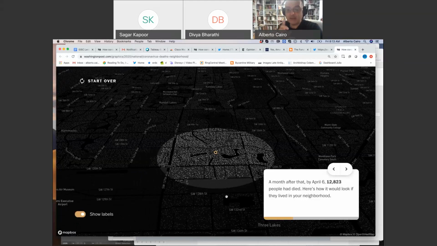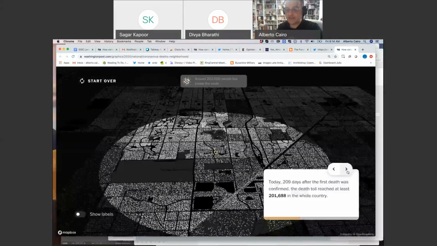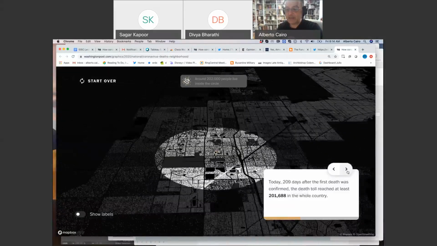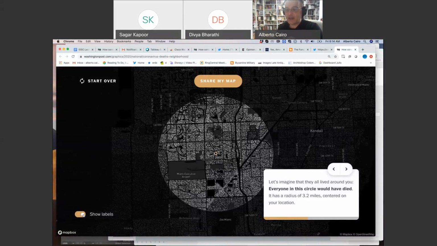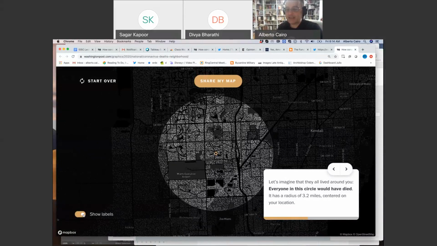And now let's take a look at the present time, right? The current number of confirmed deaths of COVID-19 in the United States right now. How big would the circle around me be? That's how big the circle would be. I think it's like 3 miles, about 5 kilometers around me. Everybody inside that circle would have died if everyone who died of COVID-19 since January this year were my neighbors.